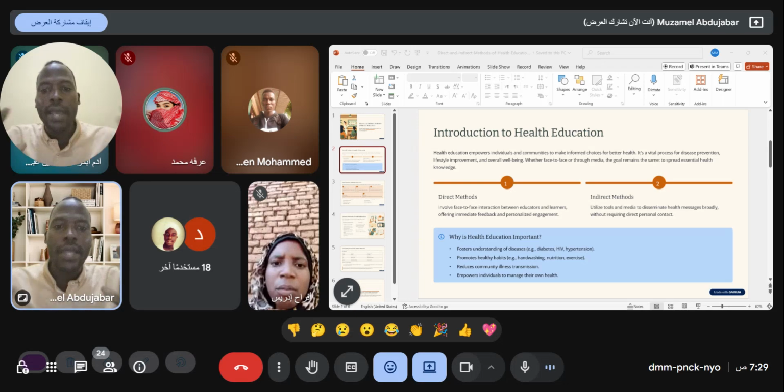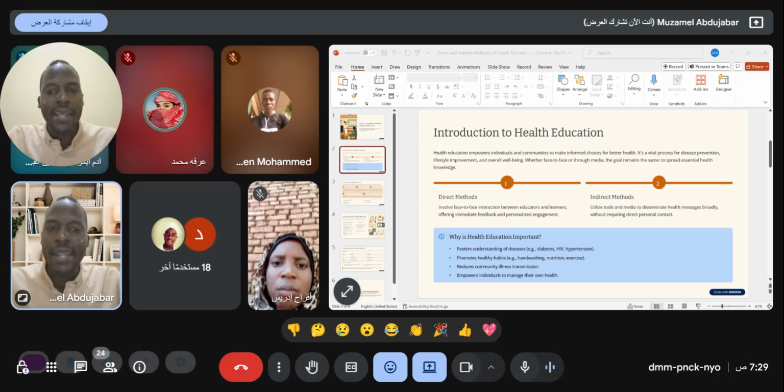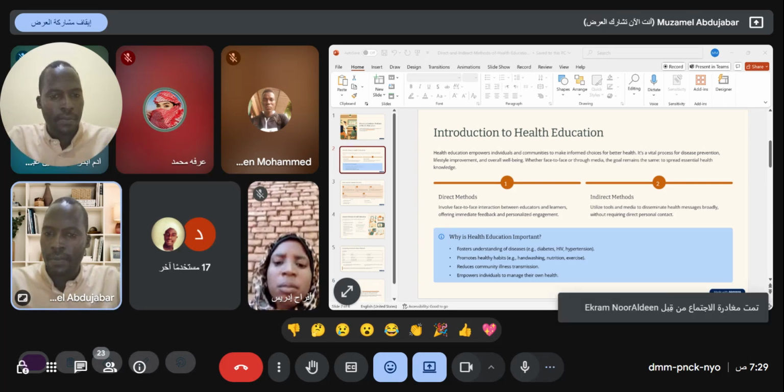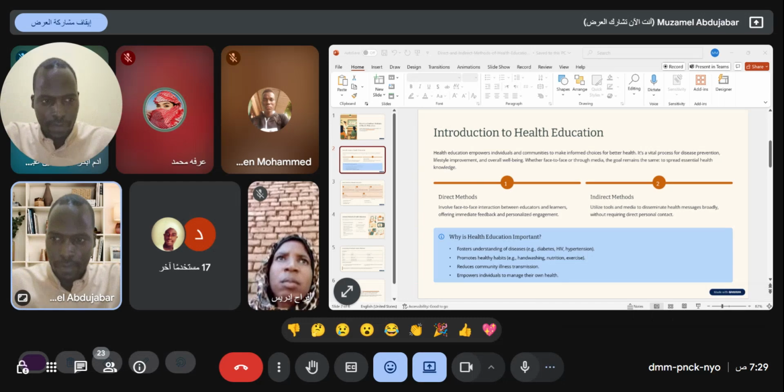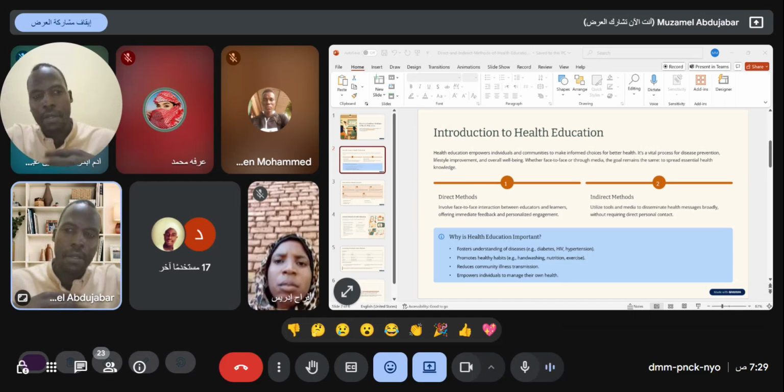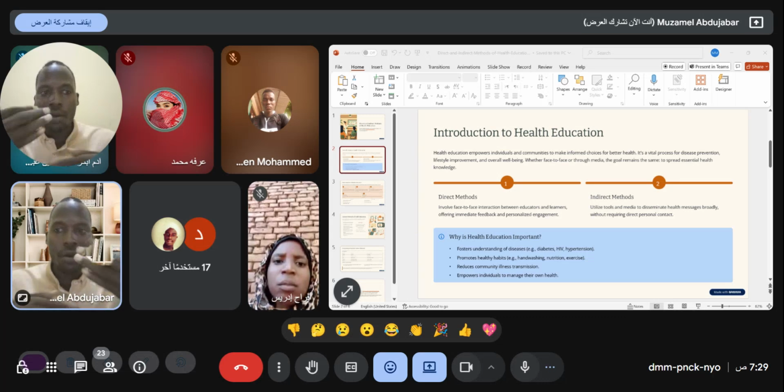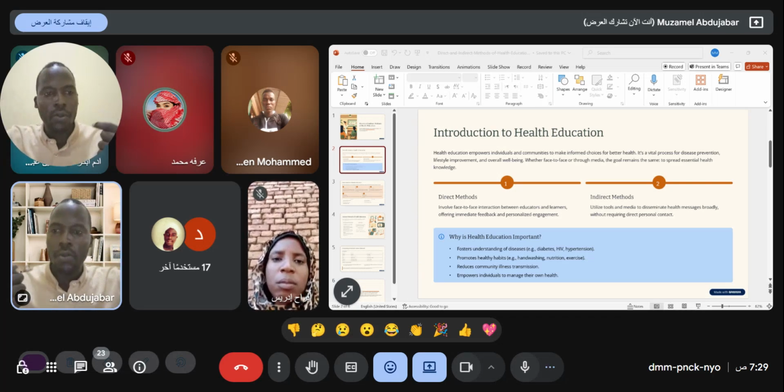Now let us see the direct method. What does the direct method of health education mean? The direct method involves face-to-face communication or direct interaction between the health educator and the learner. There is no mediator, just you and your community member. It is direct contact, face to face. You see him and he sees you. Then you send them the message.